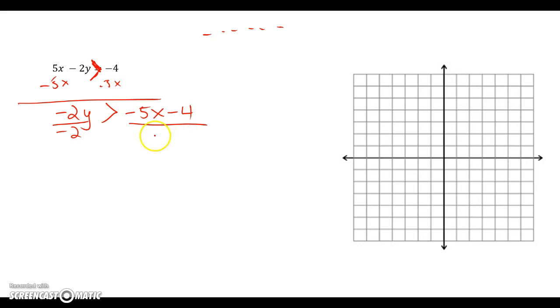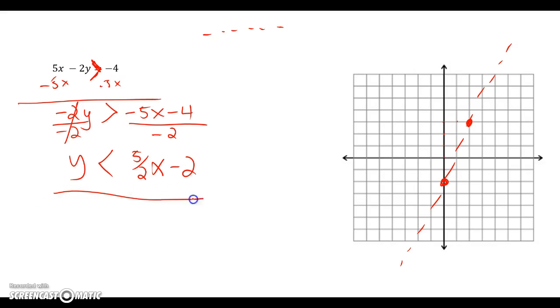All right, I need to divide everything by -2. Now, when I divide by -2, folks, I have to flip that inequality symbol, don't I? So this becomes y is less than -5 over -2, so 5/2 x minus 2. I can graph this line, right? -2 is my y-intercept. 5/2 is my slope. So I'll go 1, 2, 3, 4, 5 over 2. I have a positive slope there. So here is my boundary line.